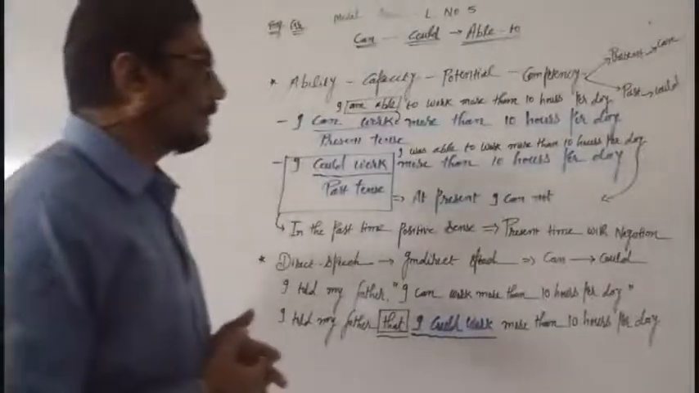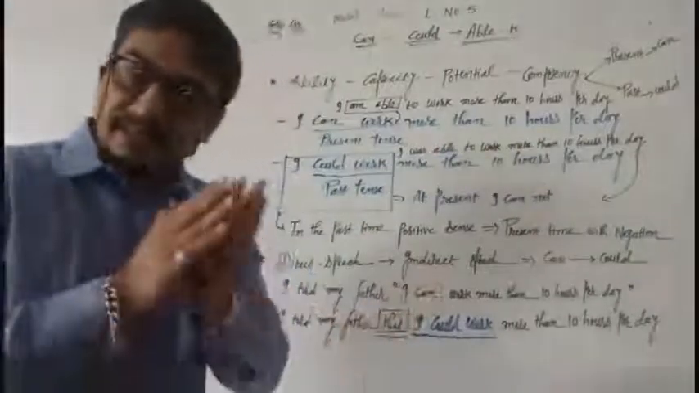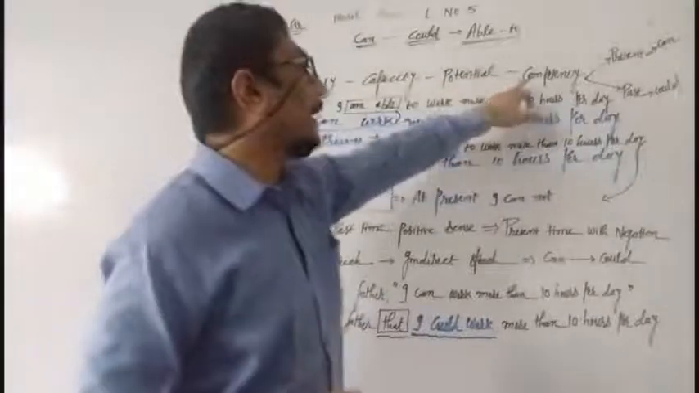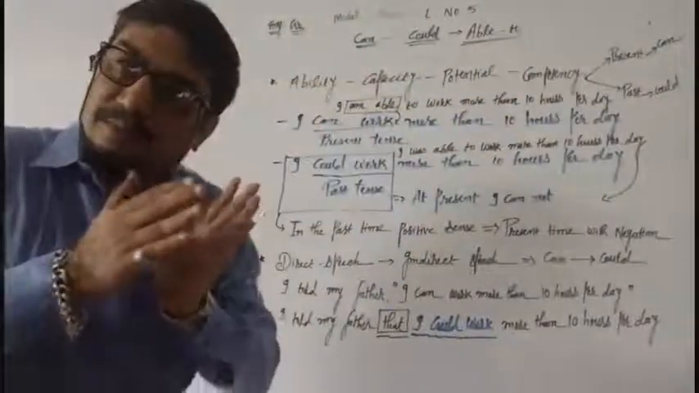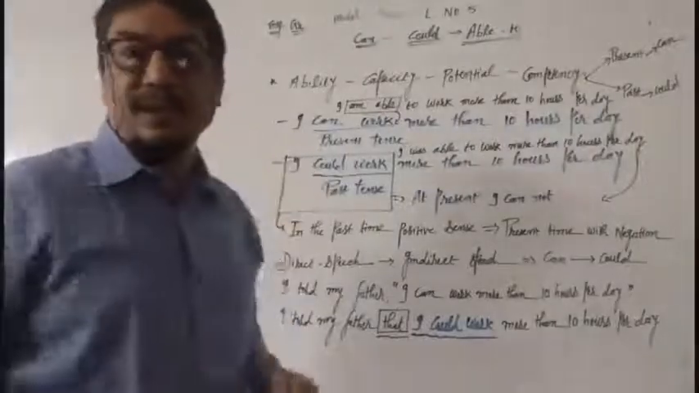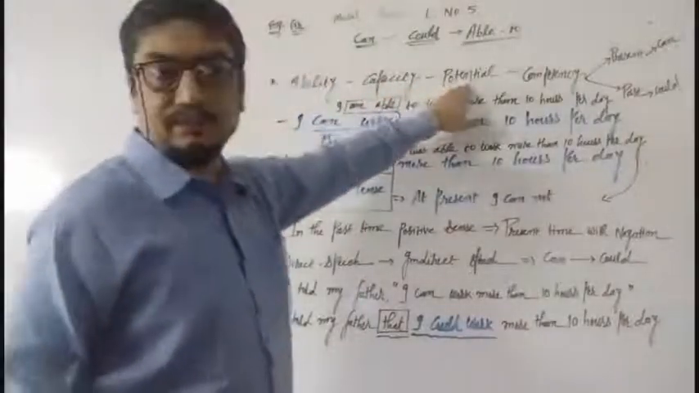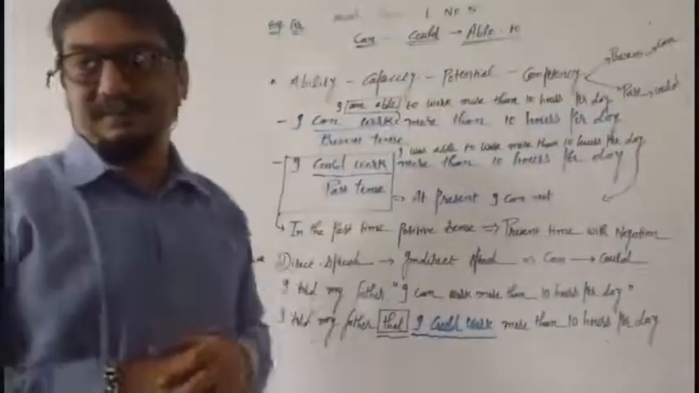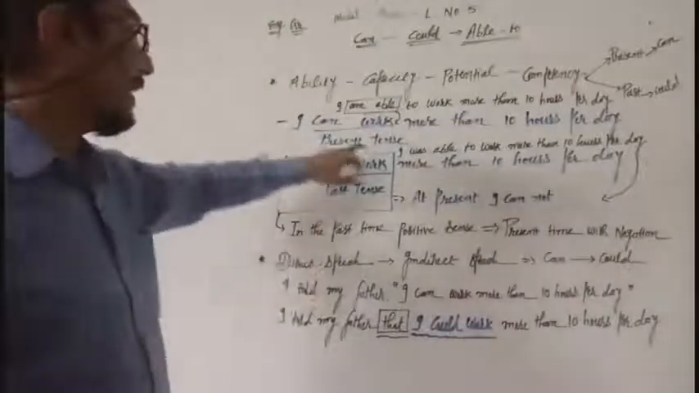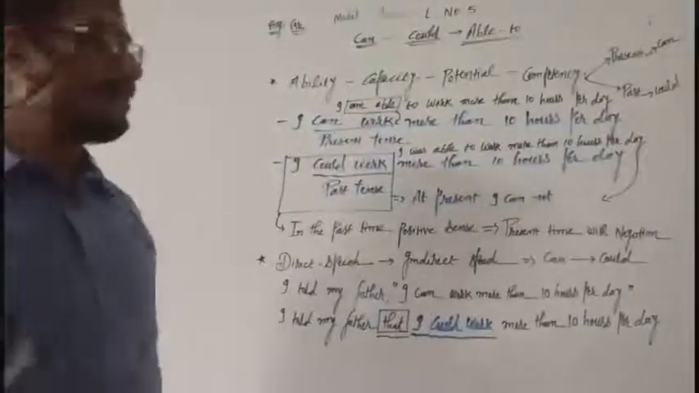How is it? I can work more than 10 hours per day. That shows the capacity, ability, potential, work and competency of myself. I can work. This shows my ability. This shows my capacity. This shows my potential. This shows my competency. But that is with present tense.